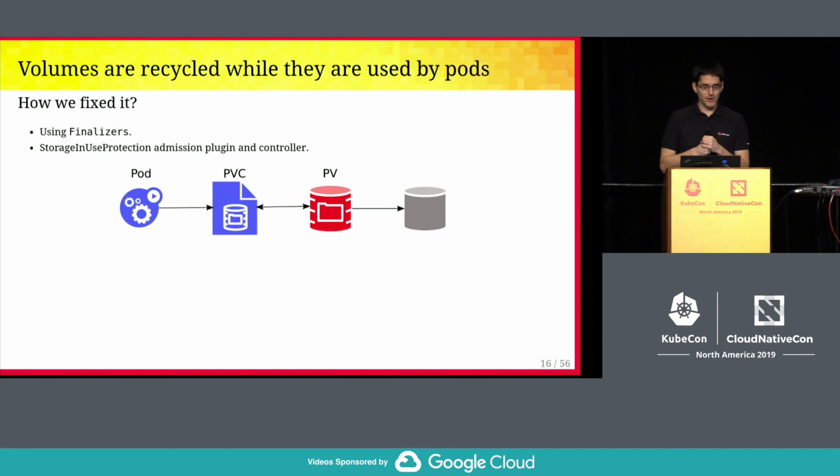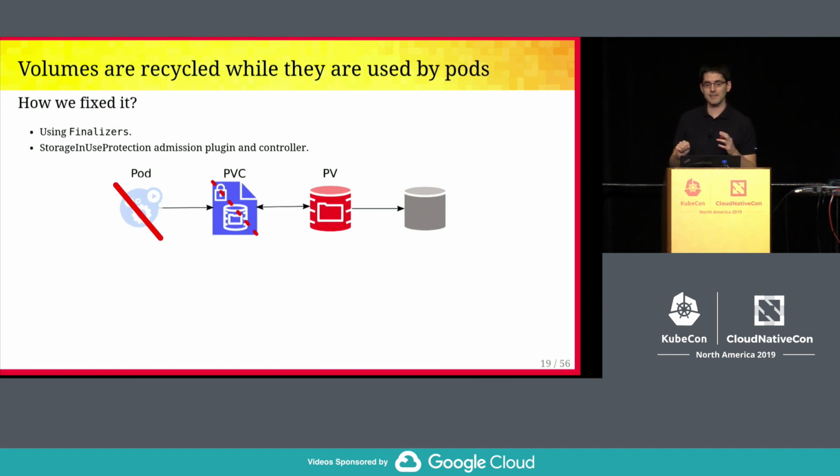And Kubernetes API server will not delete an object that has a finalizer. So in this case, we put a finalizer into every persistent volume claim object in the cluster using a new admission plugin. So when a user tries to delete the object, Kubernetes does not delete the object, it only marks it as terminating. And everything works, nothing is deleted.